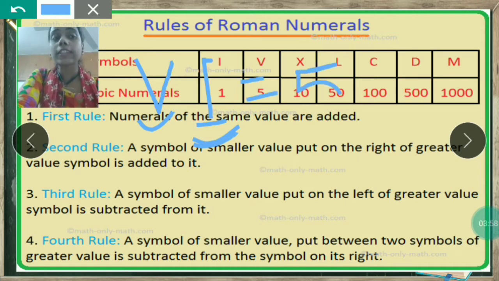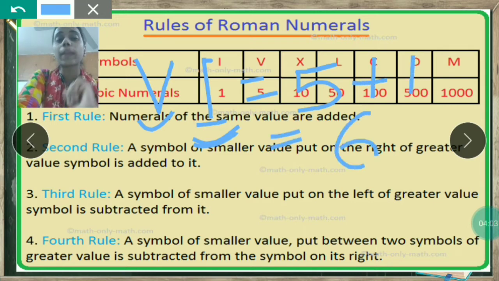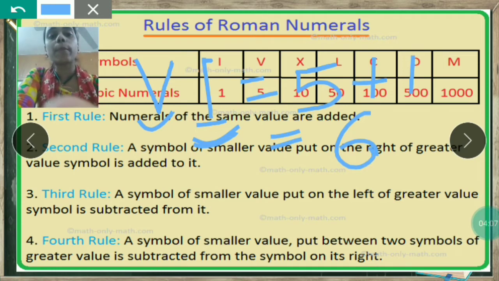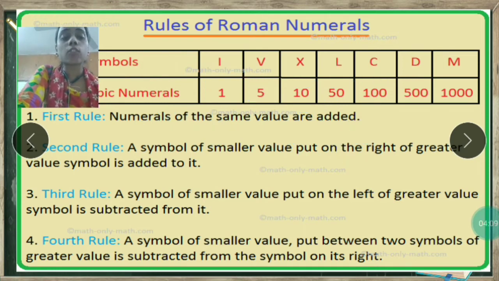So the value of V is equal to 5 and I is equal to 1. So 5 plus 1 is equal to how much? It will be equal to 6. So I have written here 6. So this is rule number 2. Now we will see rule number 3.